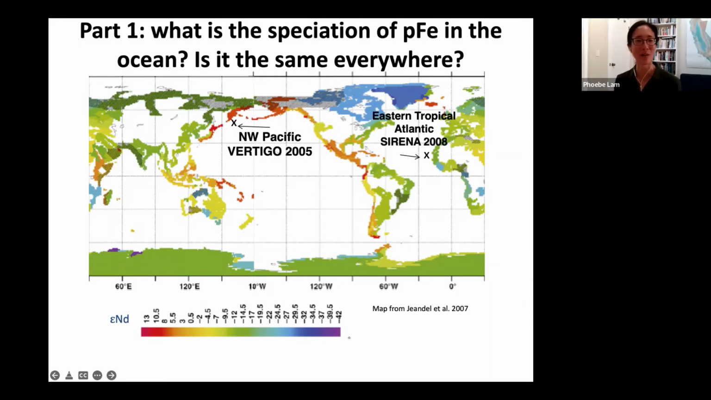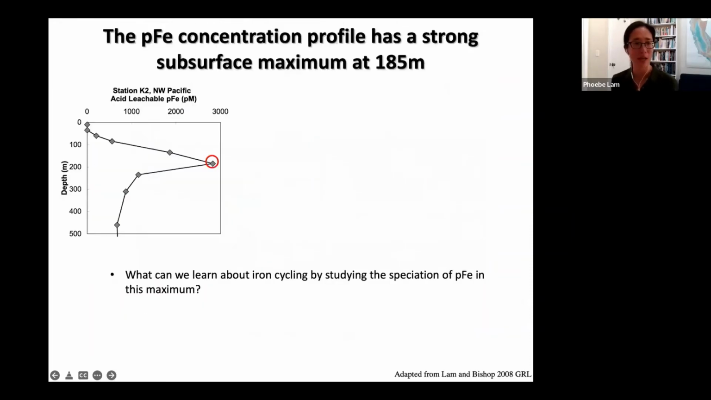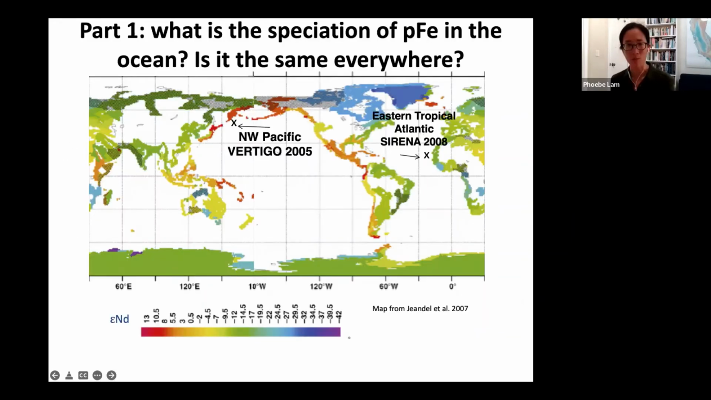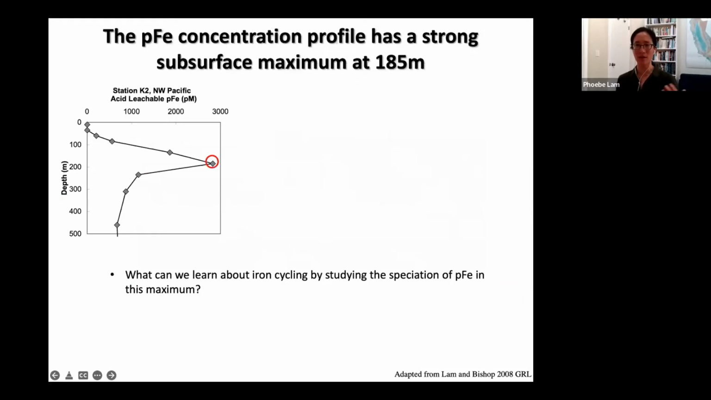Okay, so I'm going to compare these two places, one in the Pacific, one in the Atlantic. Let's start in the Pacific here. The standard oceanographic thing to do is plot concentration profiles, and because we are thinking depth, we have depth on the y-axis and concentration on the x-axis. That always trips my students up. So think going down. Here's the surface of the ocean, and we have high concentrations at around 185 meters in this particular location in the Northwest Pacific.